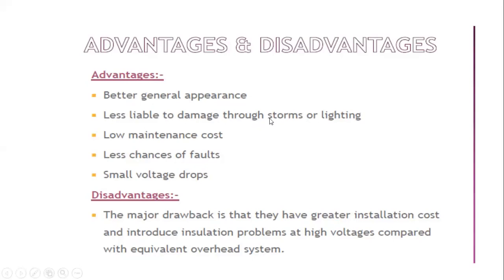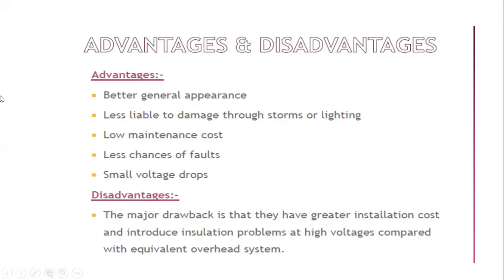Less liable to damage through storms or lightning. Why? Because it will be placed underground. Therefore, there is no damage from lightning strokes. Next, low maintenance cost. Why? Because it will be placed underground, there is no disturbance from accidents and faults do not occur frequently. That's why we require less maintenance, with less chance of faults. Next, small voltage drops will be obtained in the case of underground cables.